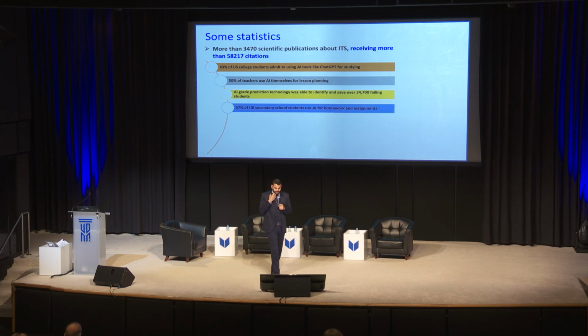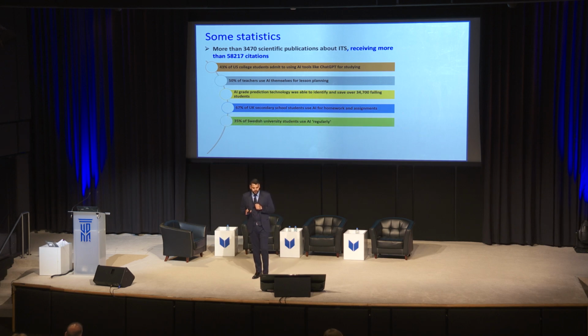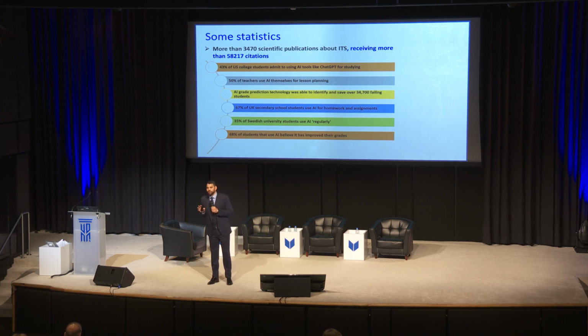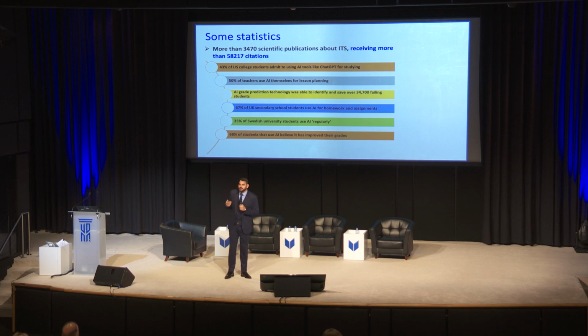67% of UK secondary school students use AI for homework and assignments. This is secondary school, so for universities, I know the percentage is much higher. 35% of Swedish university students use AI regularly, not only in the assignments, not only in the evaluations, but they use it also in the learning. 68% of students that use AI believe that the AI, here the intelligent tutoring system, improved their grades at the end, which joins exactly the 4 experiments that the universities did before.